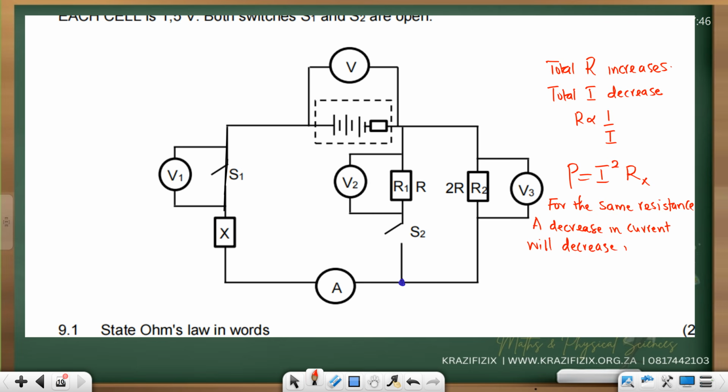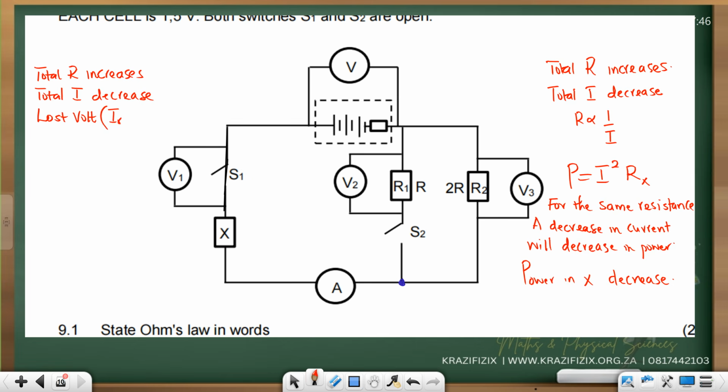I'm going to try to use voltage. So power in X will decrease. Yes. Can I use P equals I squared R? Let's just use that. We're still going to start with that statement. Total R increases. What happens? Total I will decrease. Check now, lost volt, because lost volt is IR. It will what? Decrease.